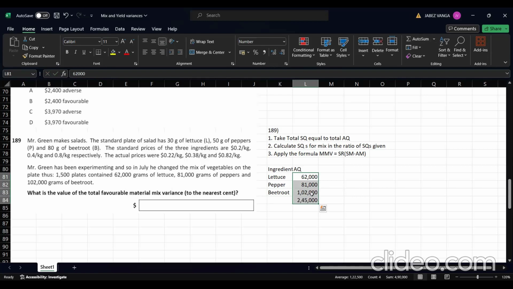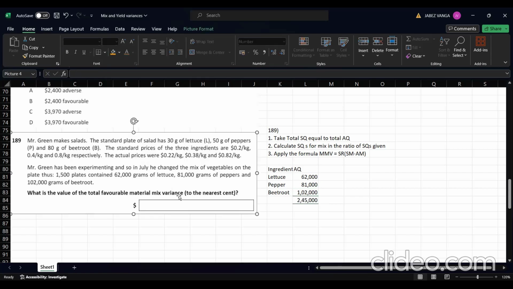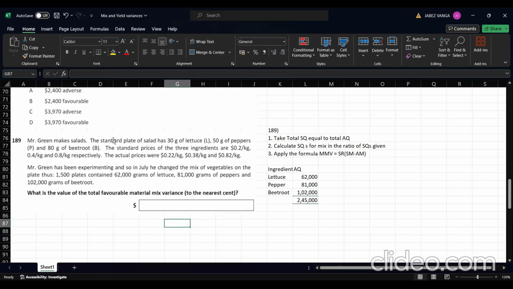So the total actual quantity is 245,000 grams. Done. After that, we look at the standard quantities given for making one plate. The standard plate of salad has 30 grams of lettuce, 50 grams of pepper, and 80 grams of beetroot. When these are given per plate and the actuals are given at 1,500 plates, we need to adjust the standard quantity according to the actual mix.